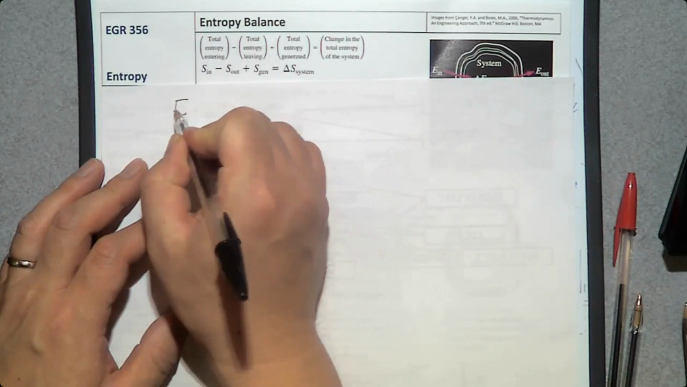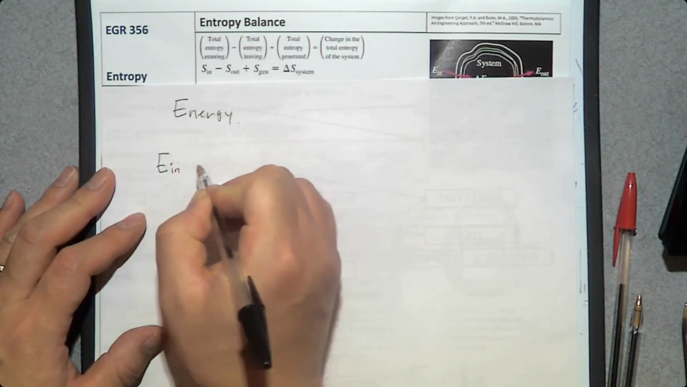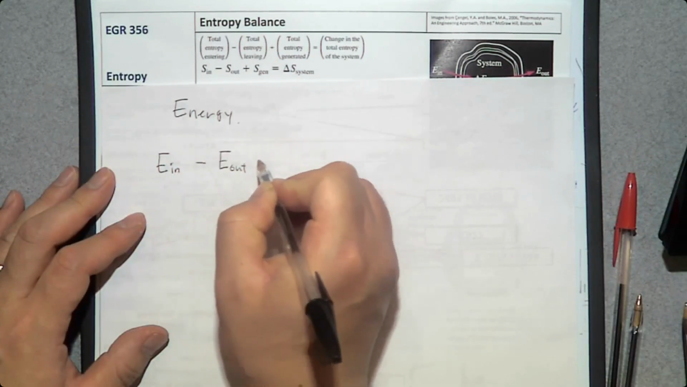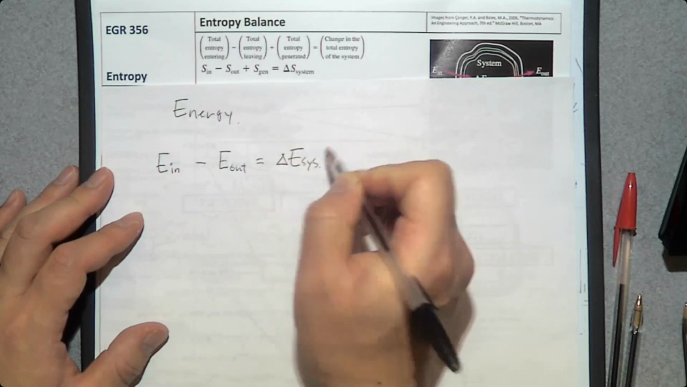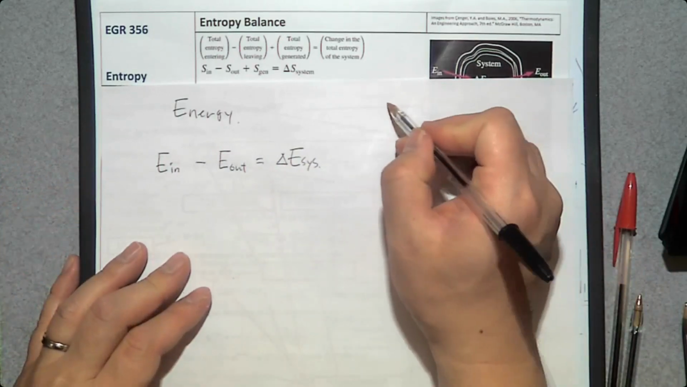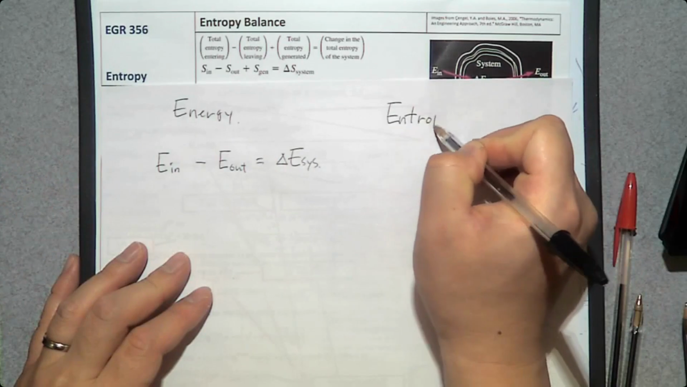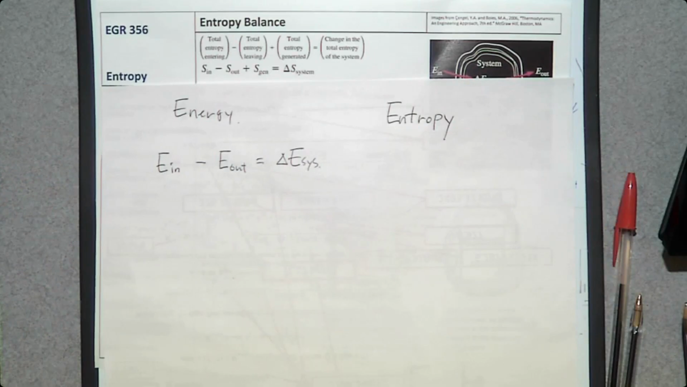So based on that, when we talk about energy, we assume that energy transfer into a system minus energy transfer out of a system should be the same as the change of energy of the system. That is based on the conservation of energy principle. However, in terms of entropy, there is no conservation of entropy principle because entropy always increases whenever there is an irreversibility. In the real world, there is always an irreversibility.